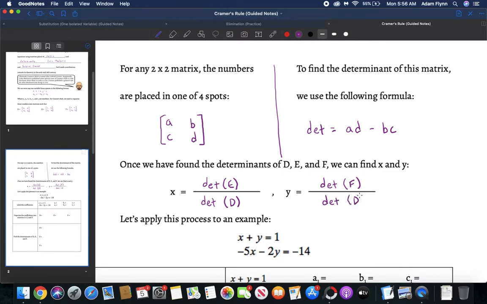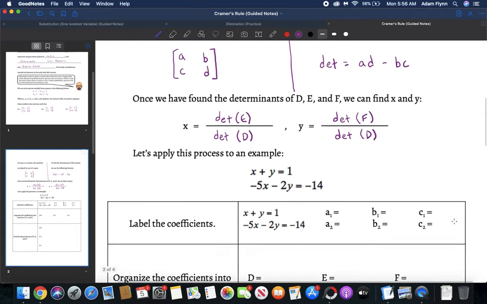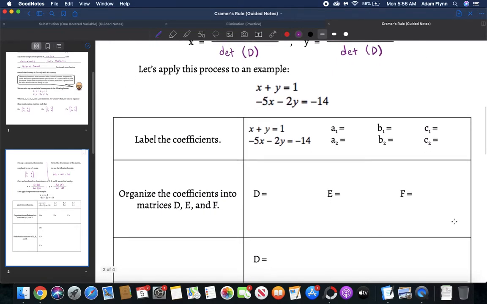Okay, so we're creating these matrices, we're finding these determinants by doing this cross multiplication process. And then our determinants that we find for D, E, and F, if we take determinant E and divide by D, we'll be left with our value of X, and if we take the determinant of F and divide by the determinant of D, we'll find our value of Y. So I'm sure this is very ambiguous, okay, but let's apply this process to an example.